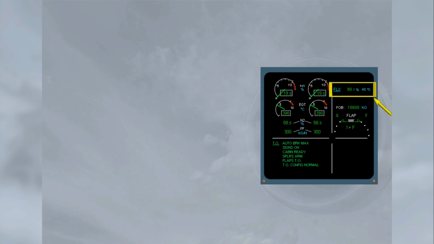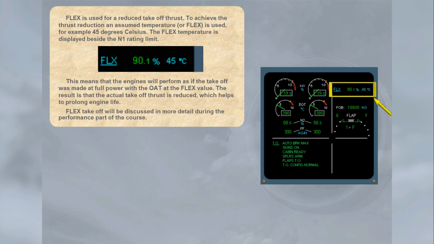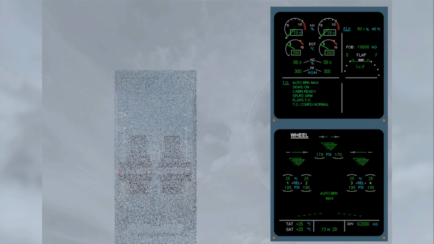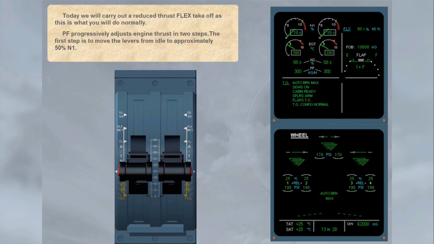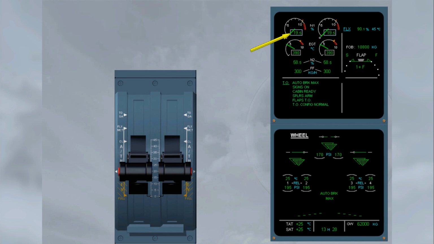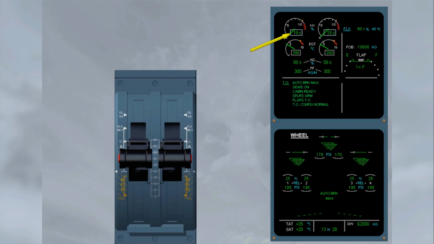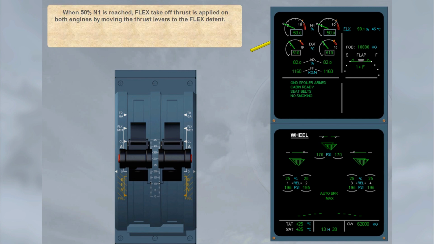Flex takeoff will be discussed in more detail during the performance part of the course. Today, we will carry out a reduced thrust flex takeoff, as this is what you will do normally. The pilot flying progressively adjusts engine thrust in 2 steps. The first step is to move the levers from idle to approximately 50% N1. When 50% N1 is reached, flex takeoff thrust is applied on both engines by moving the thrust levers to the flex detent. Continue to apply the takeoff power.